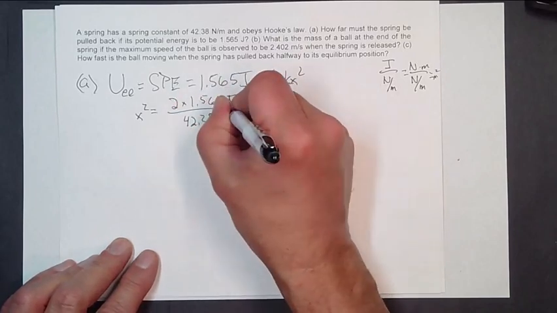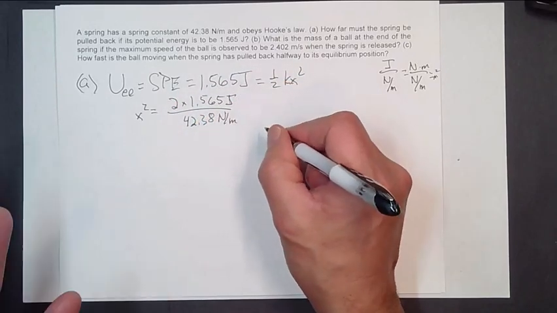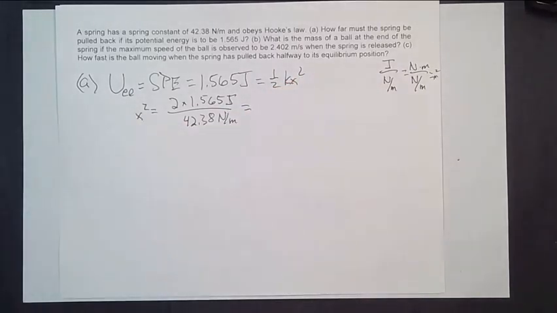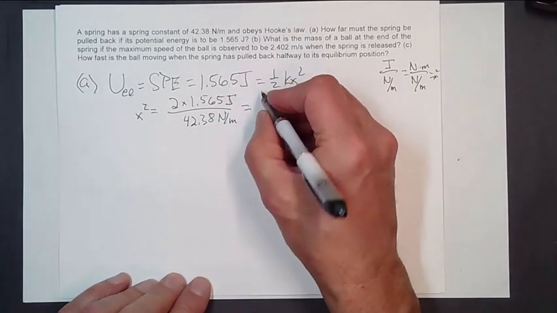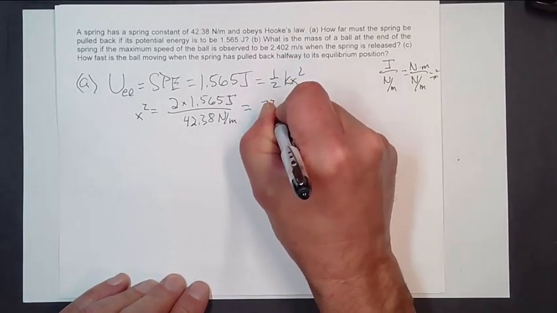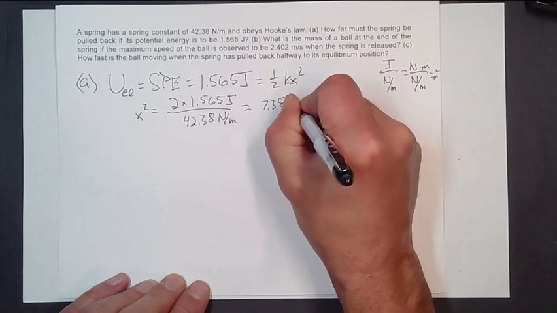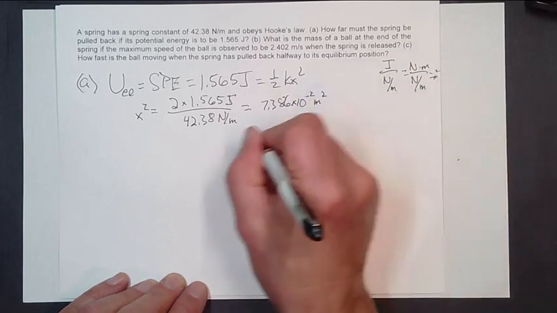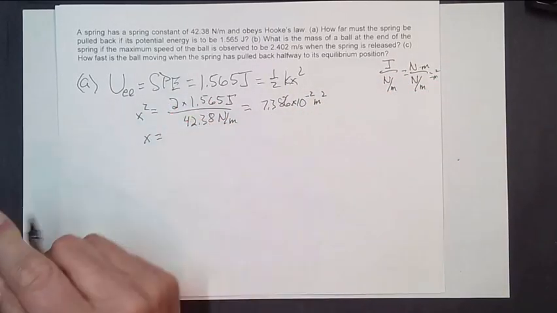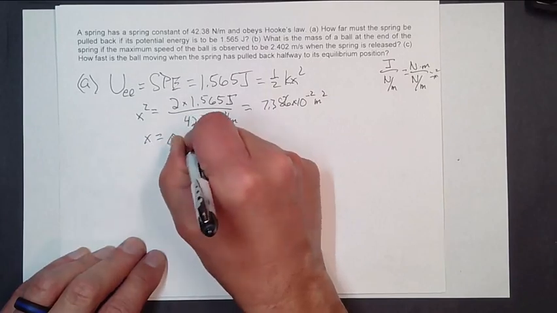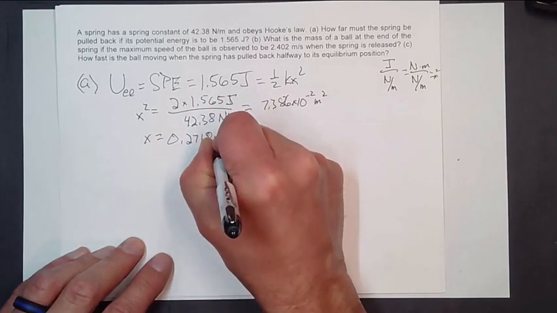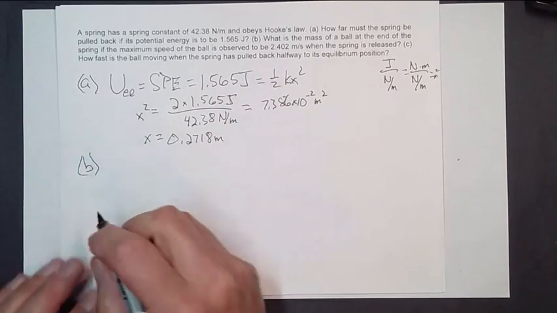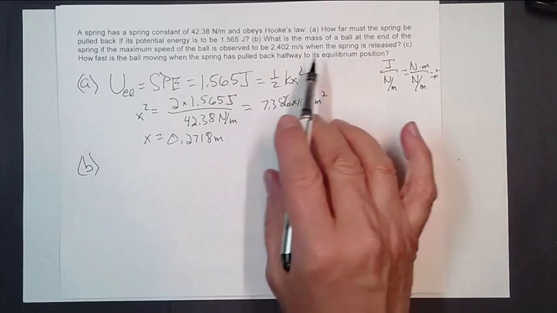So if we multiply this by 2, divide by 42.38, and take the square root, well, let's go ahead and actually calculate that first. Okay, for this I get 7.386 times 10 to the minus 2 meters squared, and then just solving that for x, I would get meters.